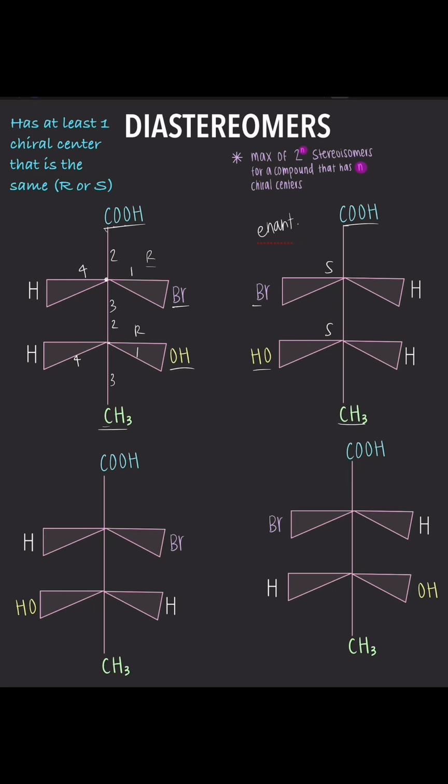Now, let's look at this one. Again, we already did the groundwork. This is an R here. This is an R here. It's the same. Now this OH, the OH is now going to be on the left. So this is an S. This is a diastereomer.